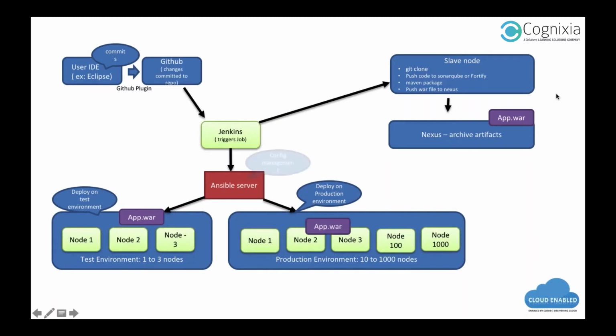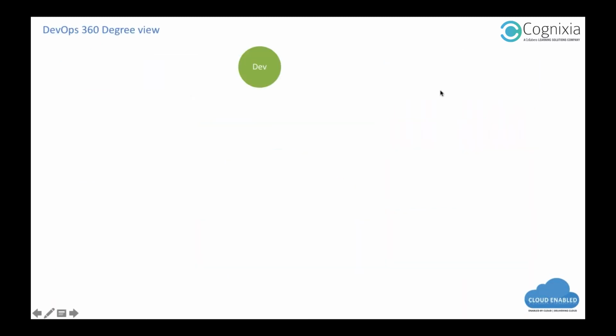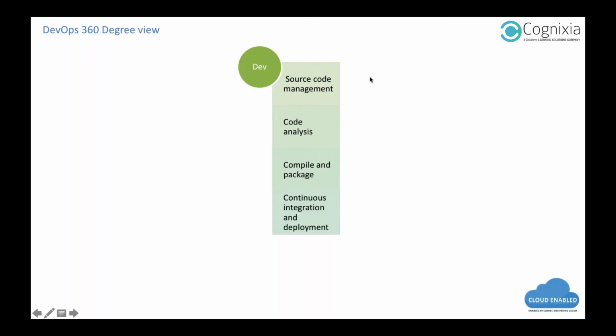Next step. Just to summarize, DevOps is two parts. Dev part, and in the dev part, we have source code management where all the source code is stored. That's your GitHub or Bitbucket. We have a code analysis tool where you store all the code and do an analysis, like your SonarQube. Then we compile and package in the dev part of DevOps. We automate that. We have a continuous integration and continuous deployment tool. And basically we have release management.